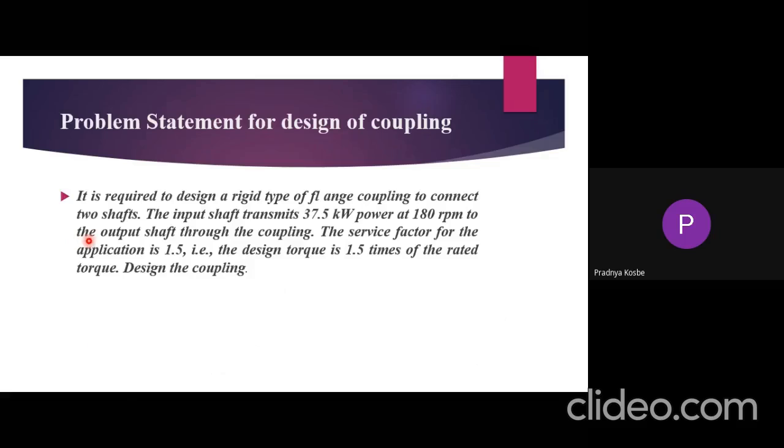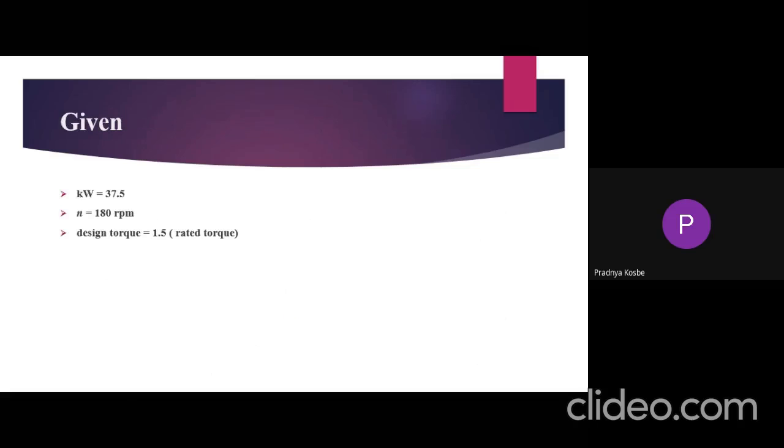So, from the problem statement, only three things are known to us: that input is of 37.5 kilowatt power, its speed is 180 rpm, and the service factor for the application is 1.5. And with these three given things, we have to design the flange coupling.